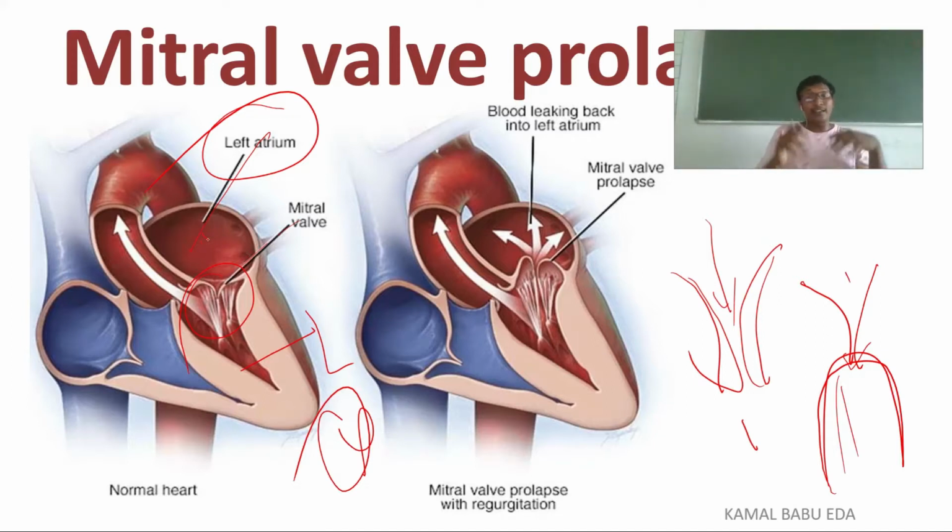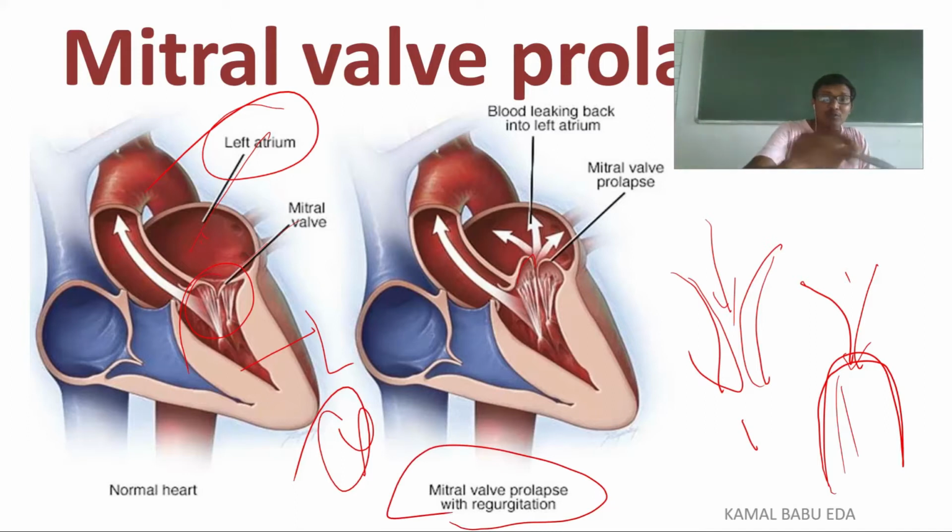But during prolapse, instead of staying in position, the leaflets protrude into the left atrium, which mainly allows leakage of ventricular blood into the atrium. This is what we call mitral valve prolapse. Here you can see mitral valve prolapse with regurgitation. Whenever the leaflets prolapse, regurgitation occurs, meaning backflow of blood from the left ventricle to the left atrium. This is called mitral valve prolapse.